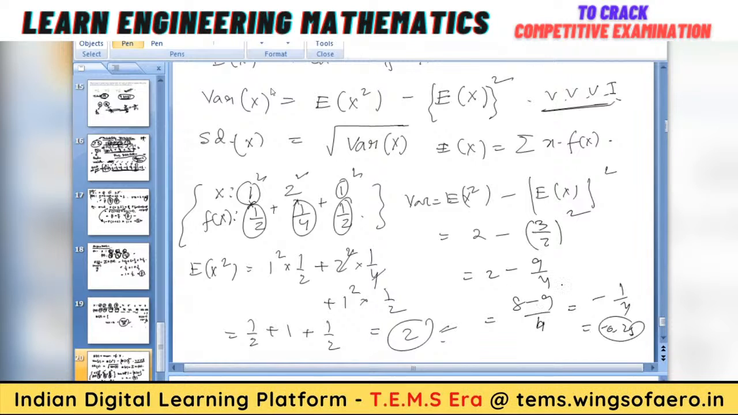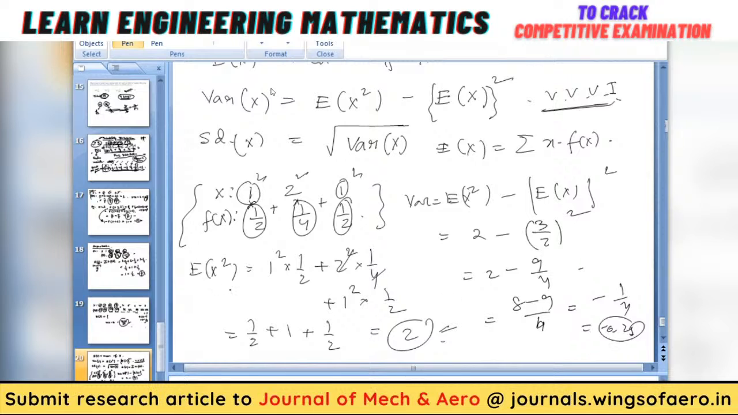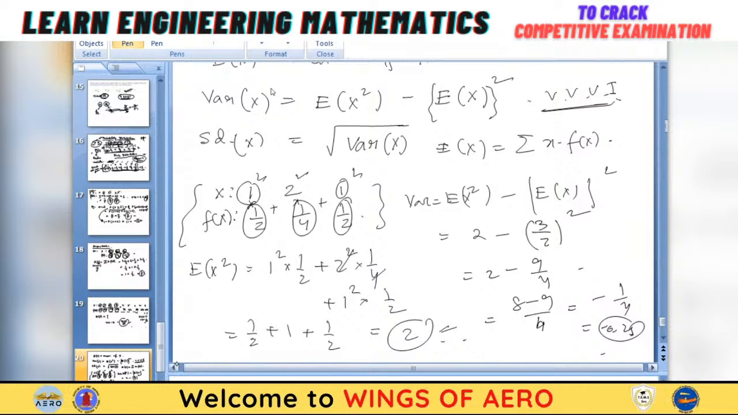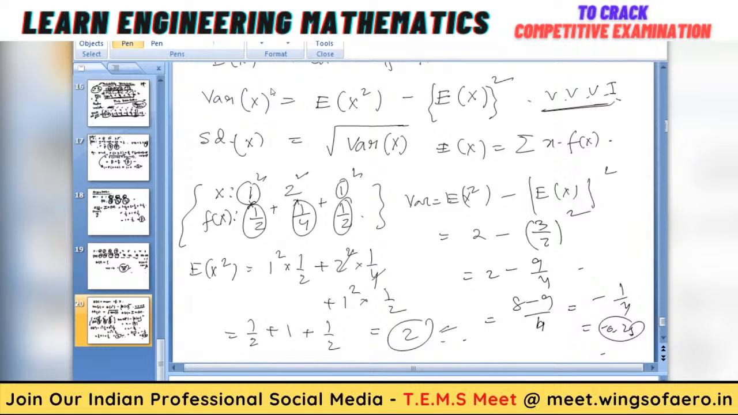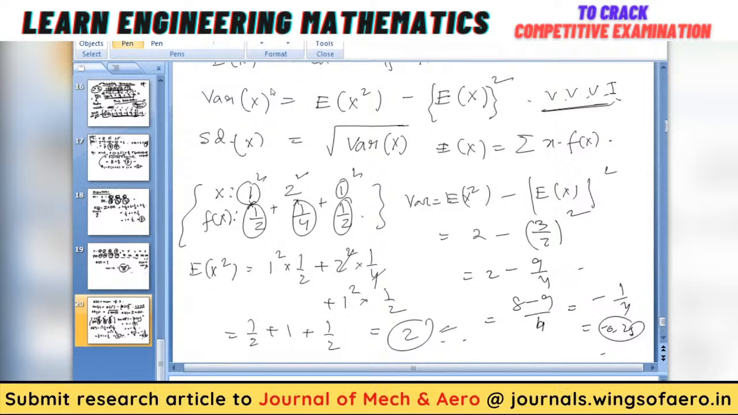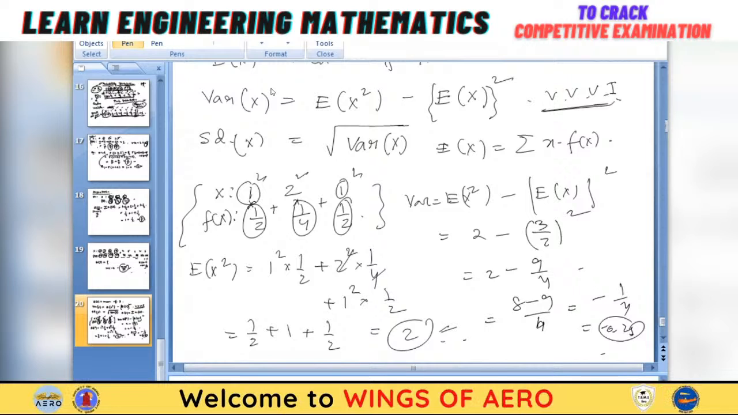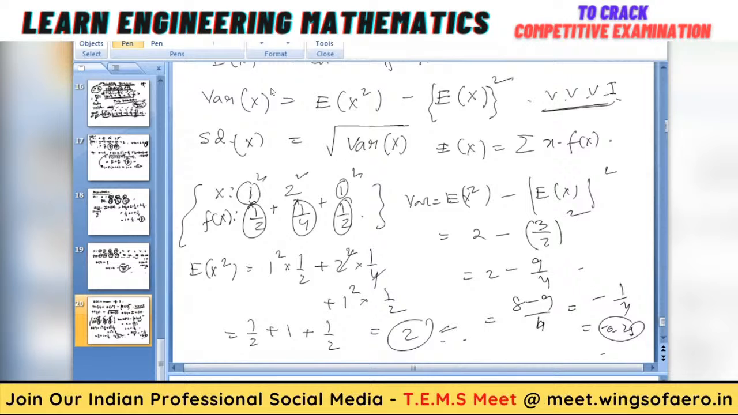I think there is some mistake. Variance. No, it is minus 0.2. Yes. Wait a minute. Yes. Next.